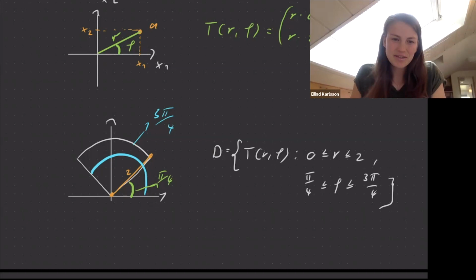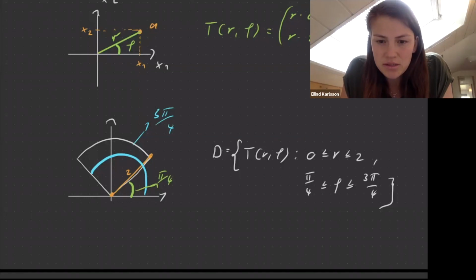So now I have a question about this exercise. How would you proceed if the angle and the radius are not so easy to see?